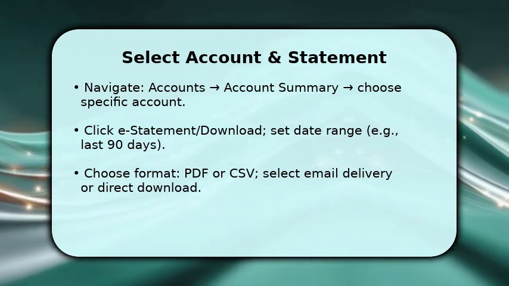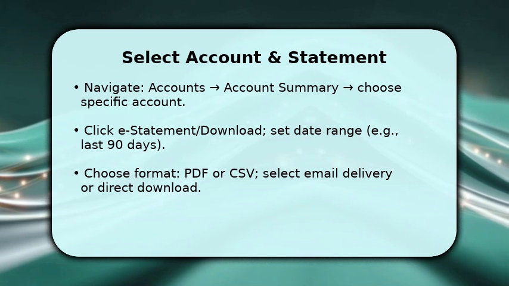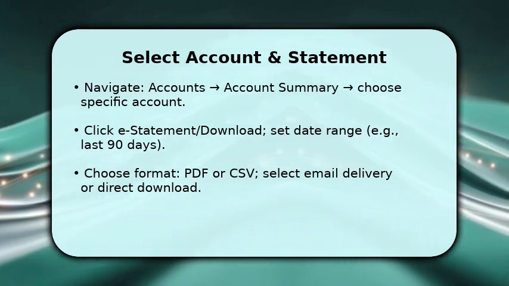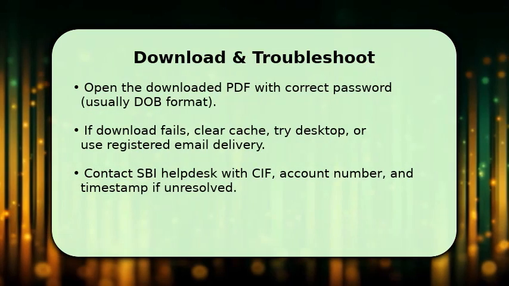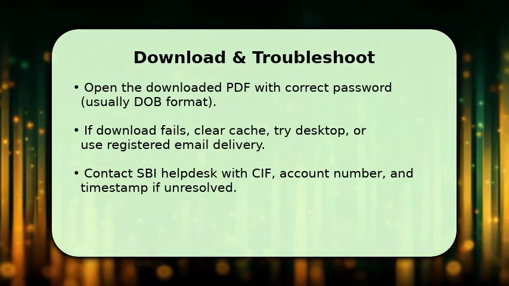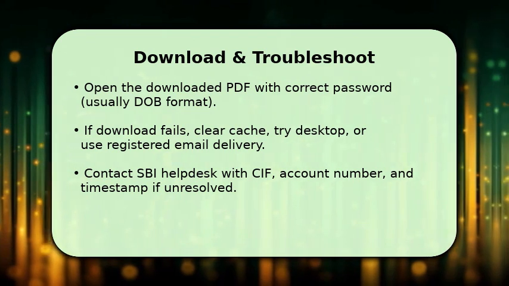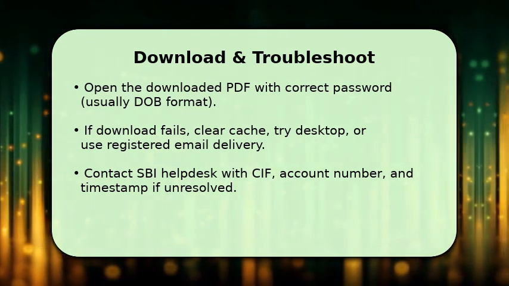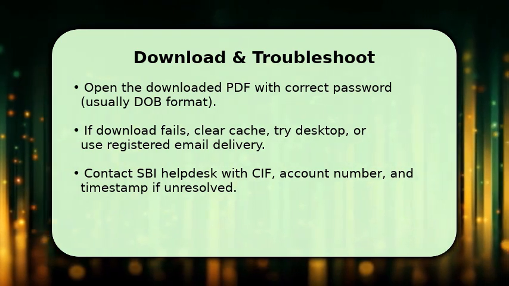After choosing format, confirm and authenticate one more time if asked. This step ensures the bank securely processes your statement request and delivers the correct file. Finish by downloading or opening the emailed e-statement. Many SBI PDFs are password protected. Try the standard password format, often your DOB and DDMM. Once downloaded, verify transactions and save a copy in a secure folder.